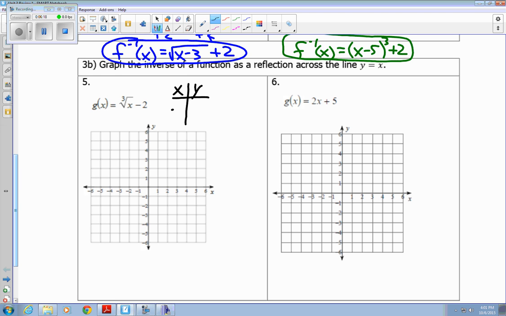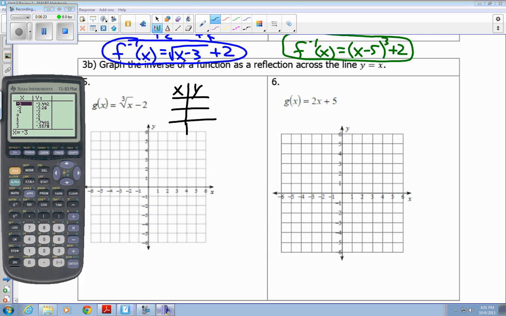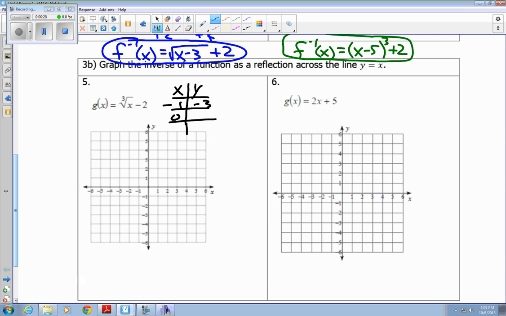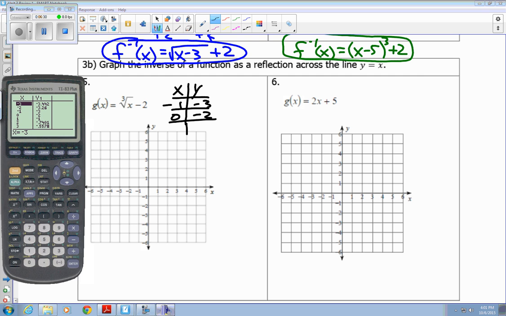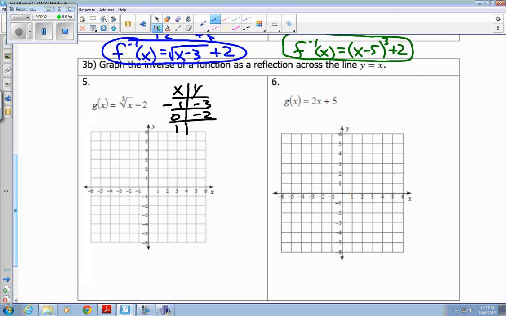So, back on the calculator, we have -1, -3, 0, -2, and 1, -1. Let's plot those points. -1, -3, 0, -2, 1, -1. Now this is a cube root function. Cube root function looks like this. Now we do have to graph the inverse.